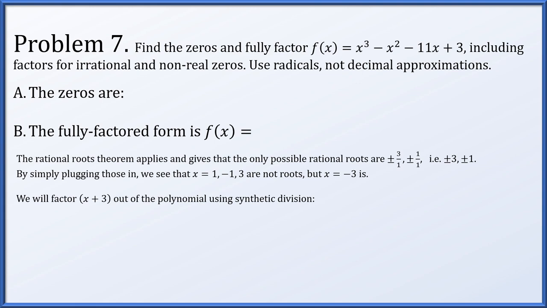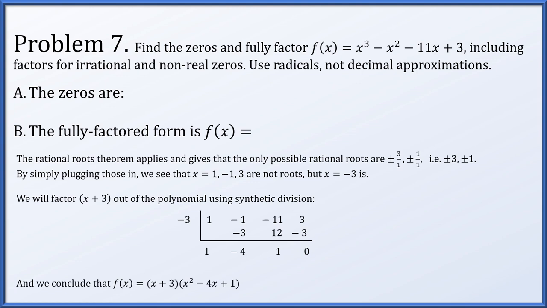This tells us that x plus 3 is a factor of the polynomial, and we're going to factor it out using synthetic division. Our coefficients are 1, negative 1, negative 11, and 3, and we're dividing out x plus 3, so we put a negative 3 over there on the left. Working out the synthetic division, we get a remainder of 0. This is a good way to check that we really did have a proper factor. And with that 1, minus 4, 1, that tells us that what is left behind, the quotient, is x squared minus 4x plus 1.